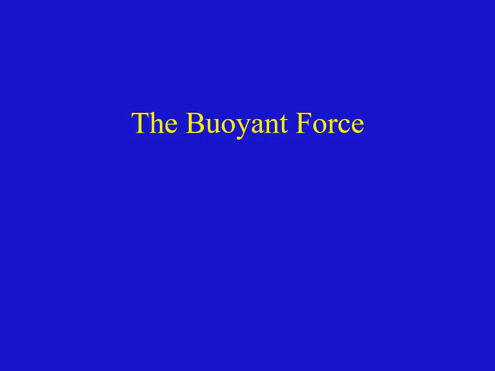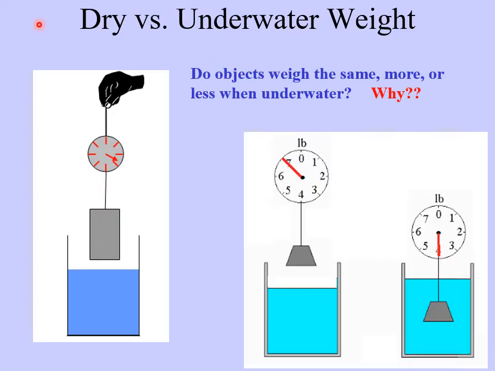Let's start by talking about the buoyant force. We can think of starting here with a little demonstration, or at least imagine a demonstration, where we weigh something dry and then reweigh it underwater. Suppose we have some chunk of material, let's say a block of metal, and we hang it from a spring scale like the one we've been using in this class, and it has a certain weight.